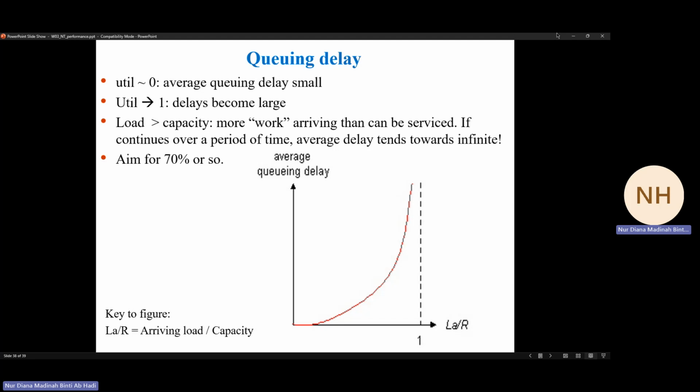Okay, queuing delay. When utilization approaches zero, your average queuing delay is small. If your utilization is equal to 1, it means your delay is large. If your load is bigger than capacity, so more work is arriving than the service can do, and it continues over a period, your average delay will go to infinity. That's why you need to aim for 70% or so.